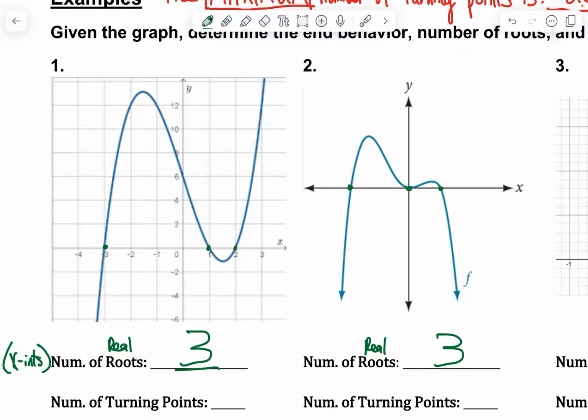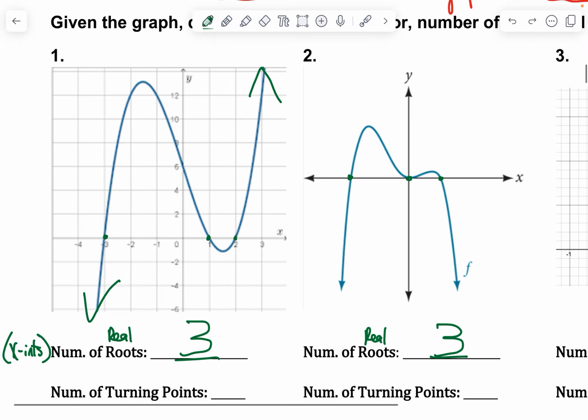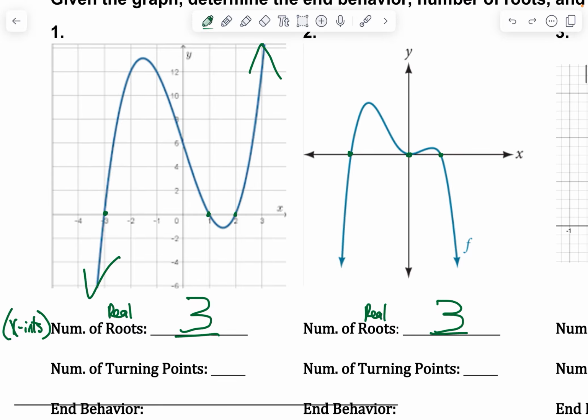I just said that these have 3 real roots, 3 real roots, but you can see just by end behavior alone, look, those arrows go in different directions. These arrows are going in the same direction. I know that these 2 functions are not the same degree. So that shows me that not all these roots are necessarily real. But we're just looking at real roots right now, the x-intercepts.